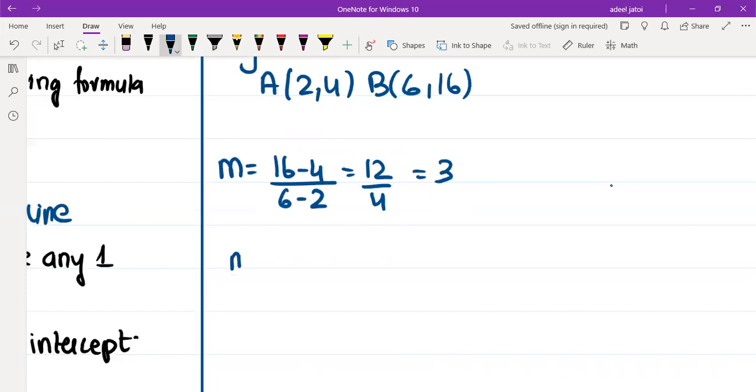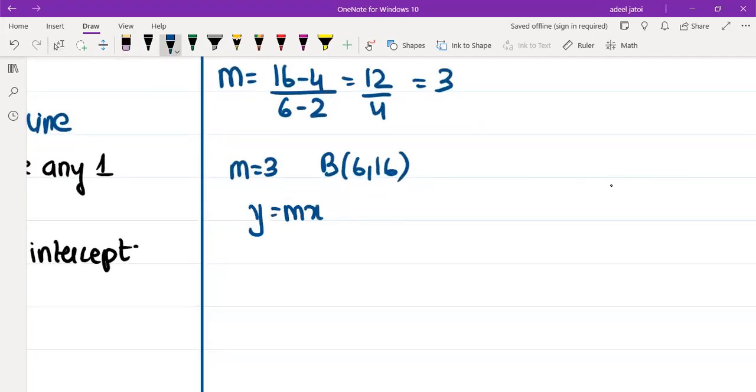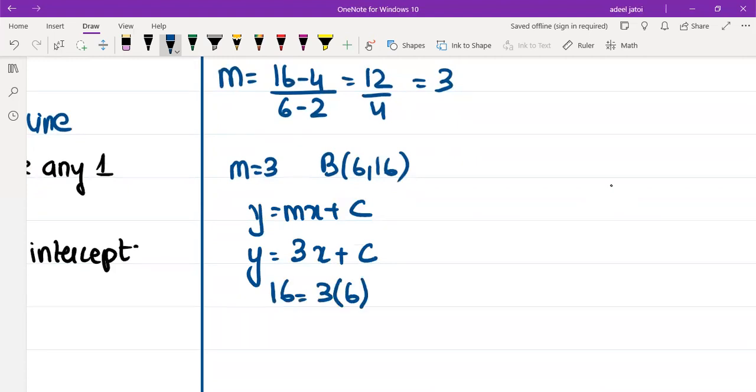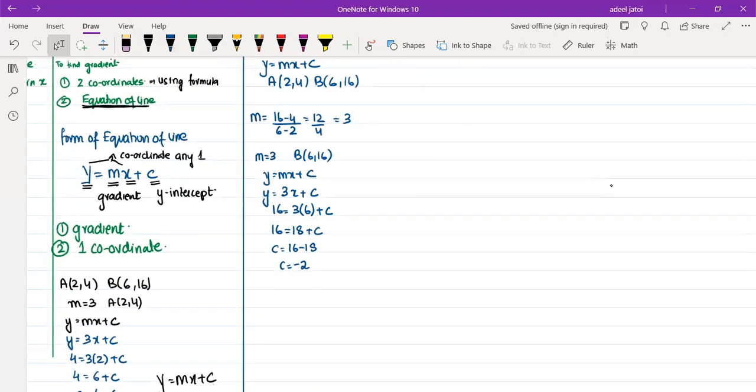Now I'll be choosing B, and the B coordinate is (6, 16). Using y is equal to mx plus c, m will be substituted by 3, so 3x plus c. Now I'll substitute the coordinate. Your y will be 16 and your x will be 6, so 16 equals 3 times 6, which is 18, plus c. C is equal to 16 minus 18. C becomes minus 2 again.